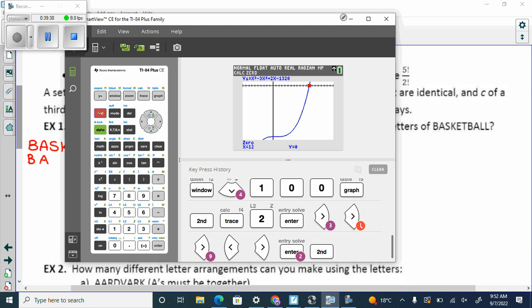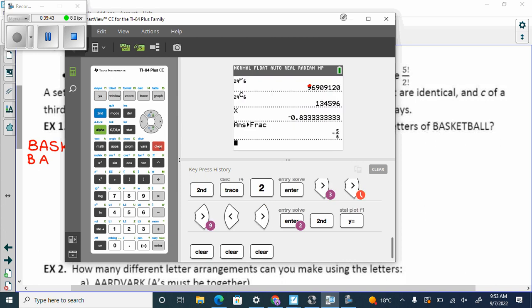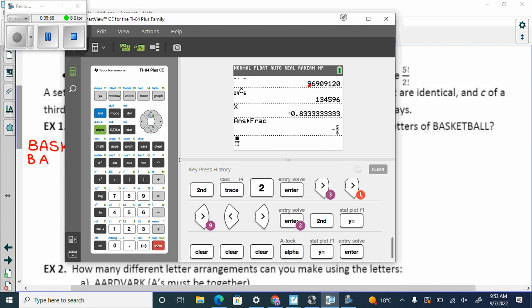Second, y equals, that's a lie, alpha y equals, I meant. So go alpha y equals, enter, and a fraction pops up.